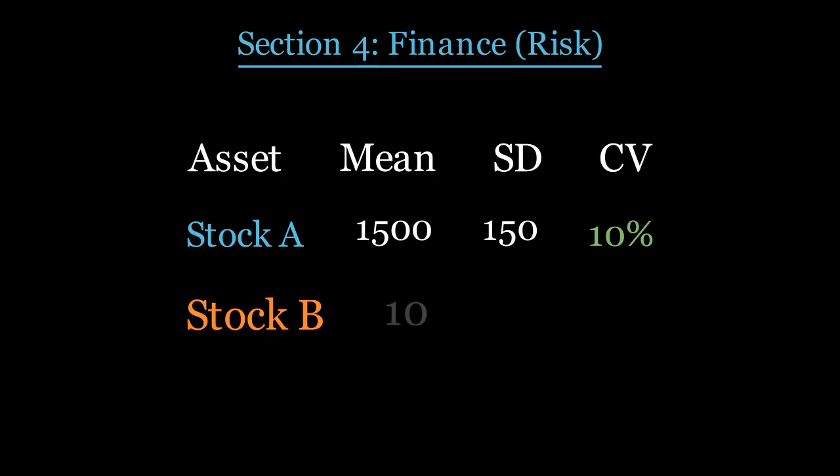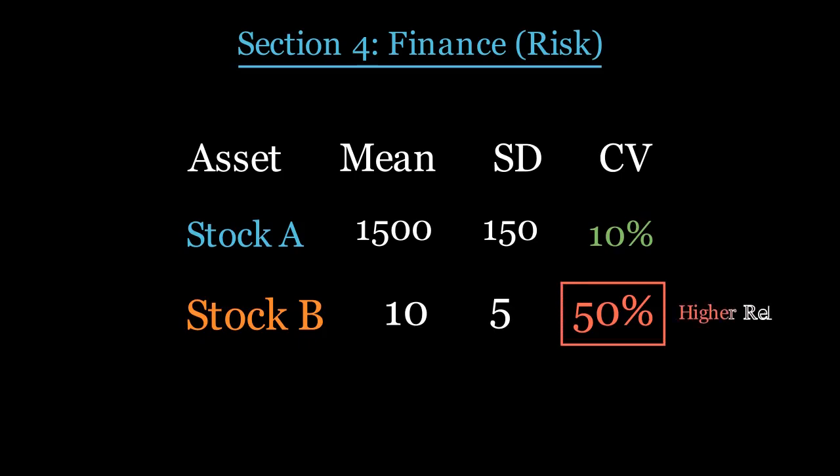Stock A's SD is higher, but its CV is only 10%. Stock B has a much lower SD, but its CV is 50%. The startup is 5 times more volatile relative to its price. For an investor, the CV provides a much clearer picture of risk per unit of return.